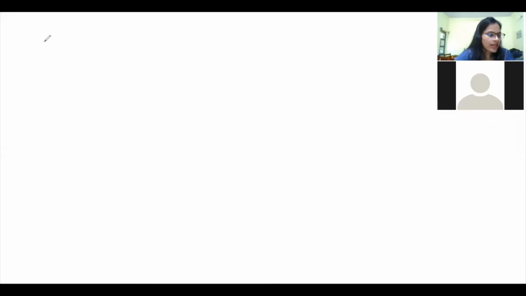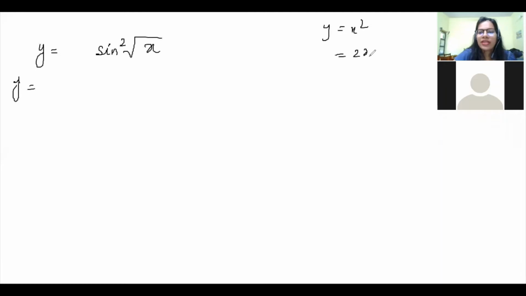Okay, so the next question is y is equal to sine square root x. Okay, so what will be its differentiation? So first, whatever y is equal to x square, so that will be 2x, right? In the same way, this will become 2 sine root x. Okay, then this is one part. Then the differentiation of sine root x. So we know that differentiation of sine is cos. So here we get cos root x.